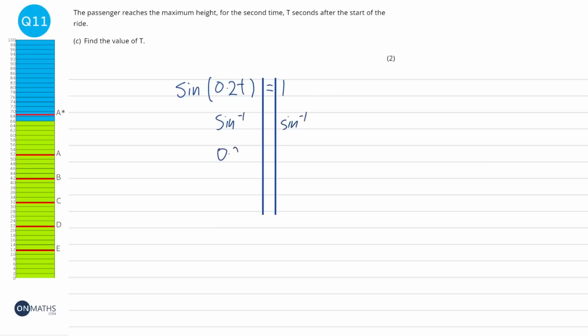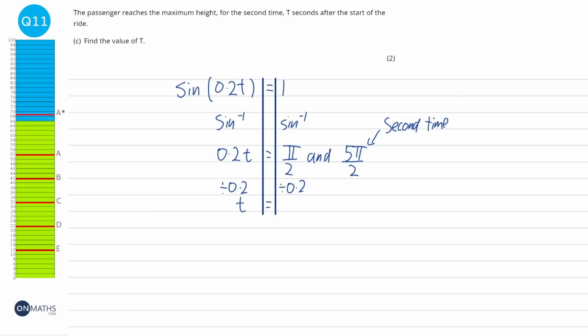and so that's 0.2t, and that will give us pi over 2, and the next one will be 5 pi over 2. Now, the first time is this one. That's the first time it hits a maximum, and this one will be the second time. So this one here is the second time. So that's the one we're interested in. And so we're going to divide both sides by 0.2.